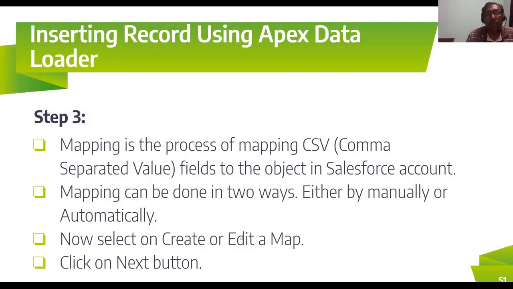Once it is done, you go to step 3. In step 3, mapping is the process. What is mapping? You map the Salesforce object fields with the CSV header. The CSV is an Excel file, and whatever header is there in the Excel file, you map it here.